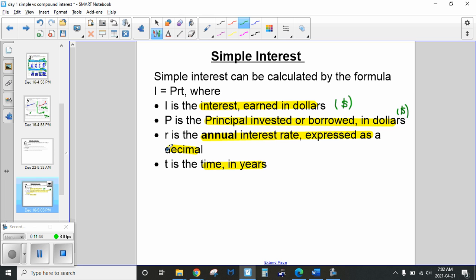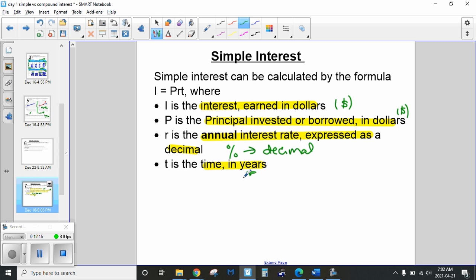R is the annual interest rate expressed as a decimal. So this is exactly the same as with our exponential growth. We had to change percent to decimal before entering a number in the equation. And then T in that equation is the time in years that the money has been in the bank or collecting debt. So if you've borrowed it, how long you've been hanging on to the money.